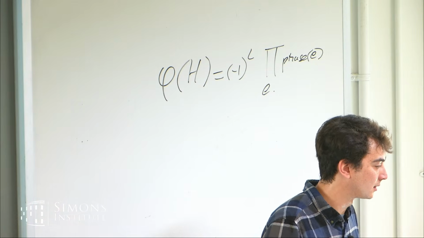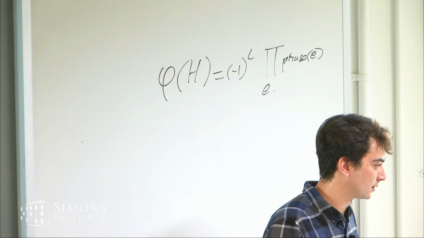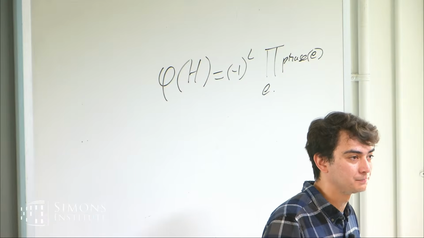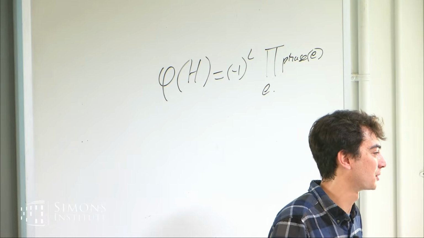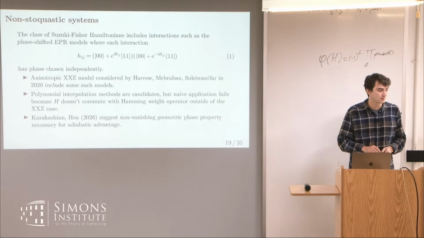If I was on a simple lattice, like a square lattice or something, would it be that there's like a flux if you go around a plaquette? I'm actually not 100% sure, but I would be happy to discuss this later. Yeah. More questions before we proceed?